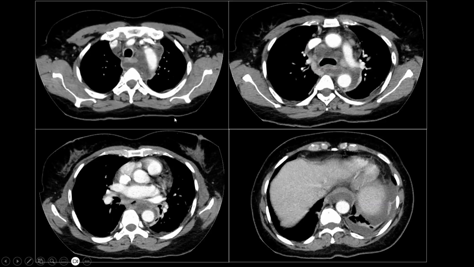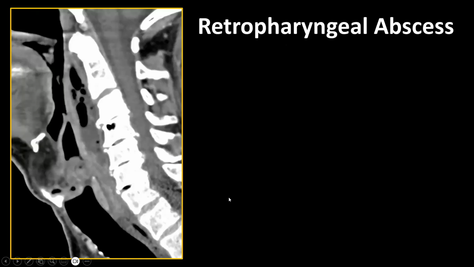On these axial CT images with iodine contrast, we see the collection extending all the way into the mediastinum. We see a large collection involving several regions of the mediastinum, and it extends even further down along the thoracic aorta, further into the abdominal cavity. So this was quite extensive, and this patient was very severely ill.